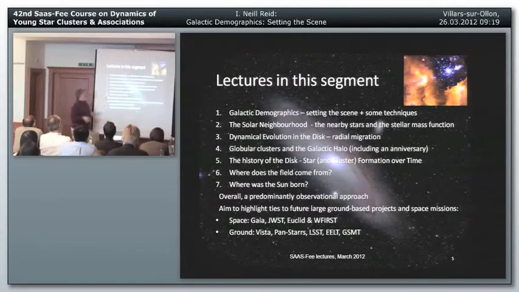Fifth lecture about the star formation history in the disk. This one still has to be finished written, so I'm not quite sure what it's going to say, but the age metallicity distribution is going to be something that I'll talk about there. Sixth lecture, where did the field come from? Whence the field is the way that Michael expressed it. And then the final lecture, I'll talk a bit about the sun and what kind of constraints we have and where it was born. Overall, it's going to be observational approach.